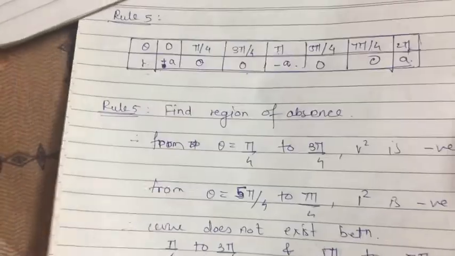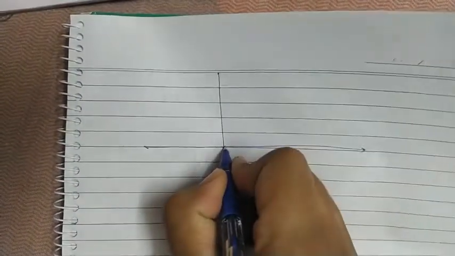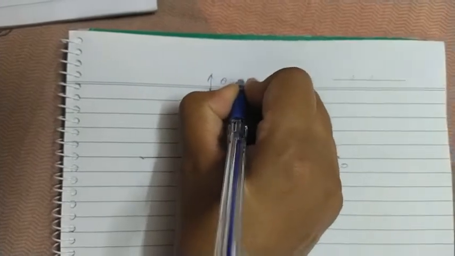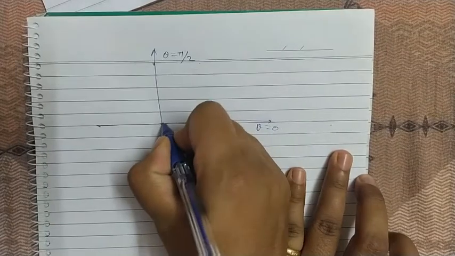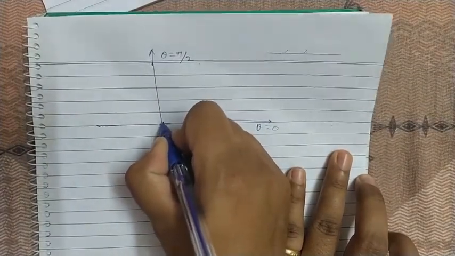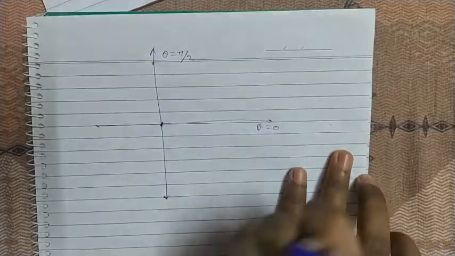Okay, so now let us draw the curve. Now we will trace the curve. So first draw. Now see, we know that the curve is symmetric about the initial line, so we will draw the initial line, theta equal to 0. This is theta equal to pi by 2. So we know that it is symmetric about the initial line. Okay, now it passes through the pole. Passes through the pole means the curve passes through here.